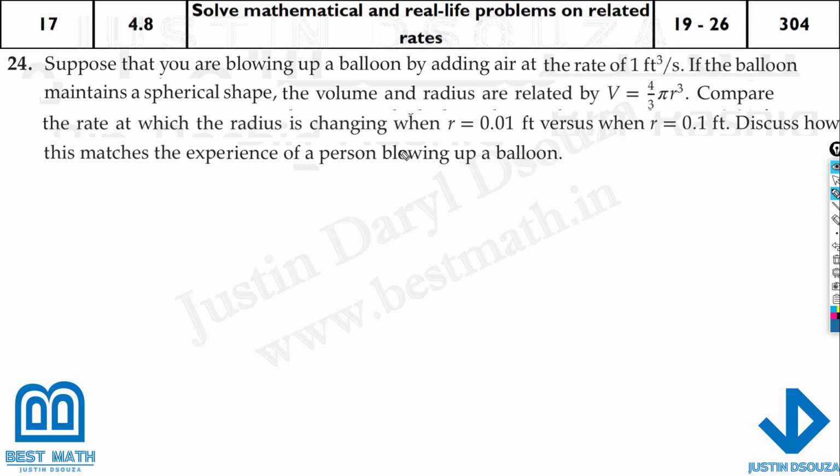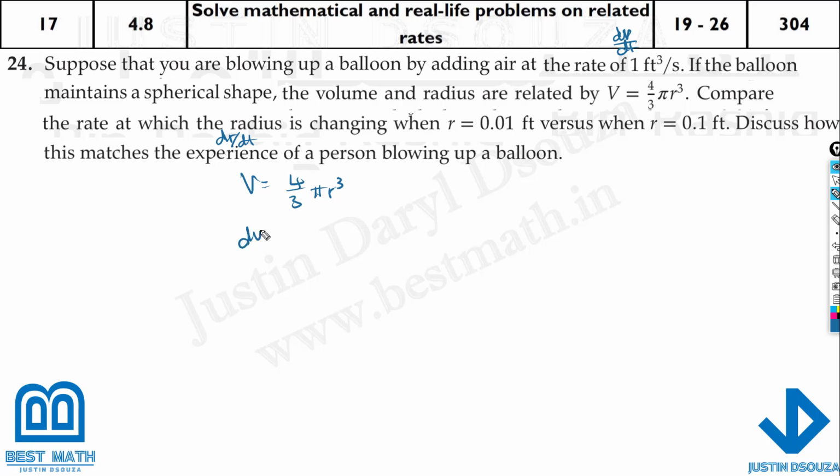We have been told the formula. Let's use this formula. Volume is given as 4 by 3 pi r cubed. All we have to do is derive it. There's only volume and there's radius. They have told the rate at which we're adding the air. Adding air is in the sense volume. This is rate of change of volume because feet cube is volume. So that is dV by dt with respect to time. What we need is the rate of change of radius. dr by dt is required.